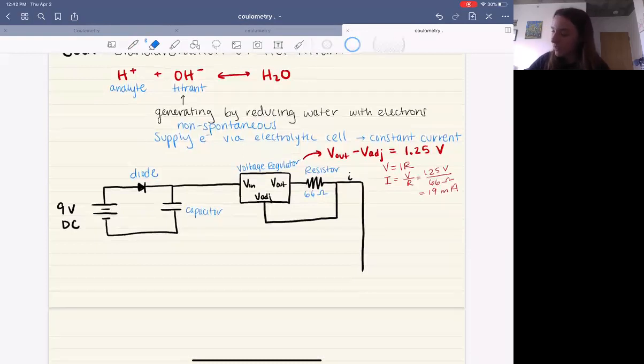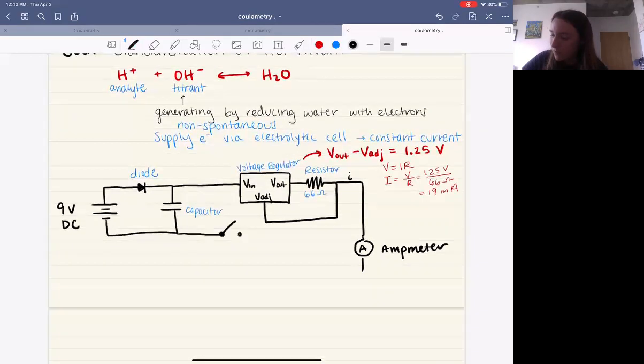So let me add, along this circuit, just a voltmeter or amp meter, because we want to make sure that we can measure the current coming through and see that it is roughly that 19 milliamps that we expect to read.